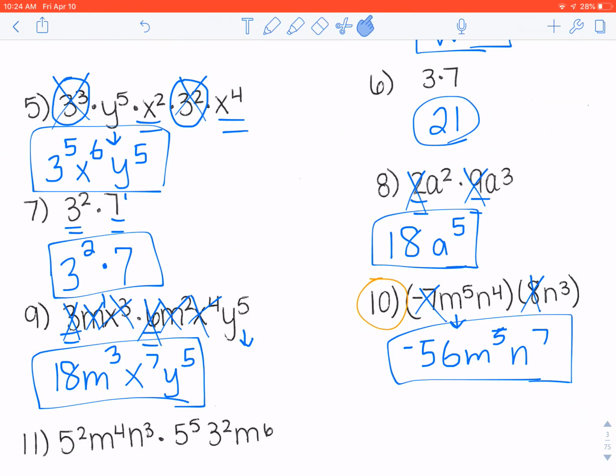Okay, your assignment for this property is in Google Classroom, attached to the stream, but also where assignments are. Make sure you're showing your work. You're going to just practice property 1 that goes with this lesson.